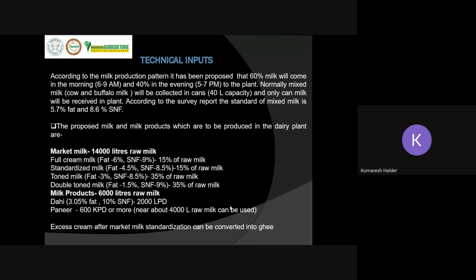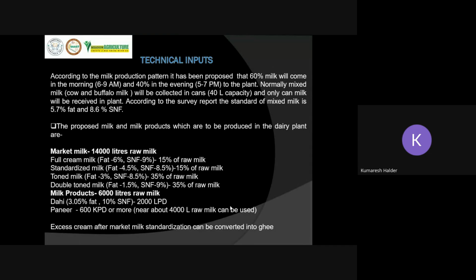60% of milk will come in the morning. That time is written there. Time is very important, because milk is a very perishable product. Normally, immediately after milking, we collect it, or farmers normally bring it to the chilling center or the production plant. Then 40% in the evening. Normally we don't go for separate collection of cow and buffalo milk. We go for collection of mixed milk, cow and buffalo both.